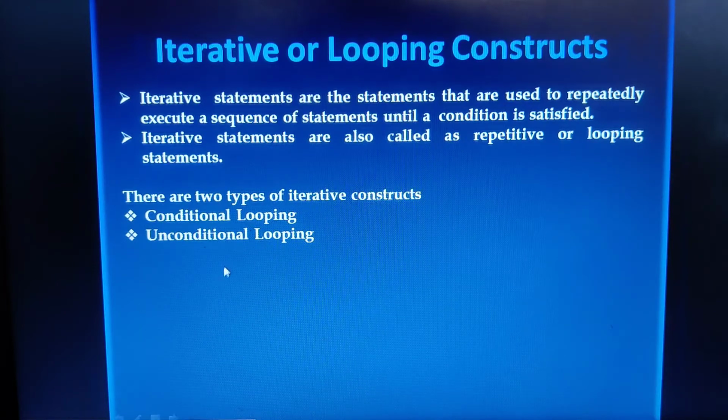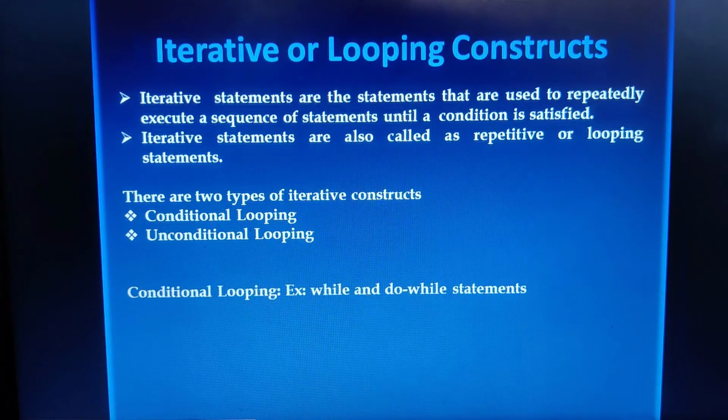Then what are the unconditional looping statements? Unconditional looping statements are similarly a group of statements which have to be repeated a specified number of times. Specified number of times means here we know well in advance how many times a group of statements has to be repeated. The example for unconditional looping statements is the for loop.